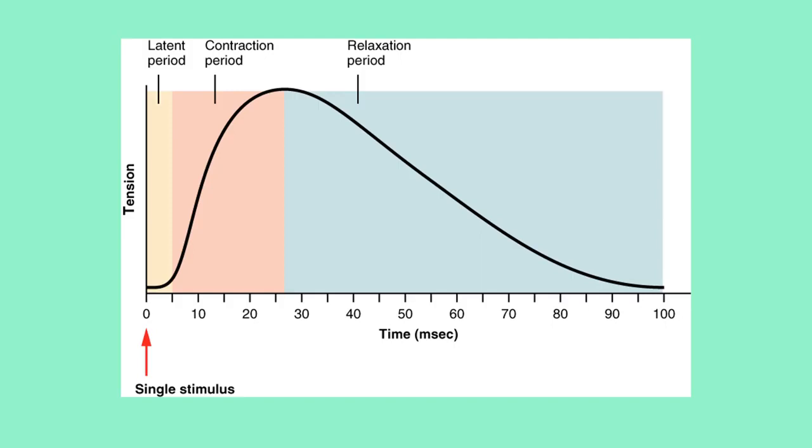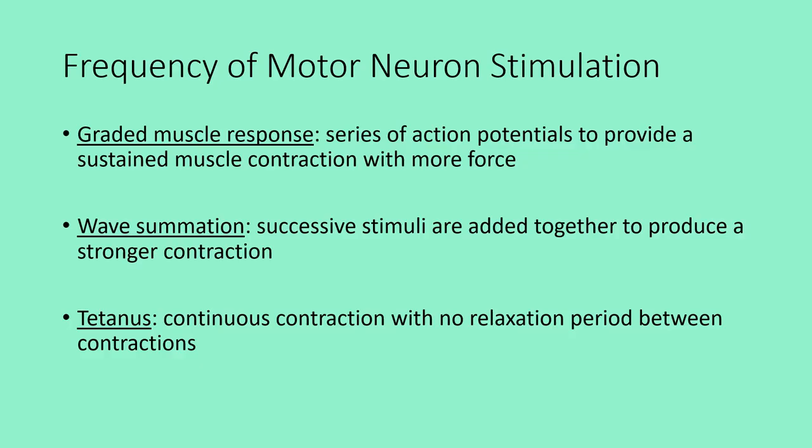And like I said, you can graph this out. So in that latent period, you don't have muscle contraction yet. Now the contraction period, and then the relaxation, returning that calcium back. Now you can see here the length of time that this takes for the entire process, from that first stimulus, is about 100 milliseconds. This is for skeletal muscle, remember. It's going to be a little different with cardiac muscle.